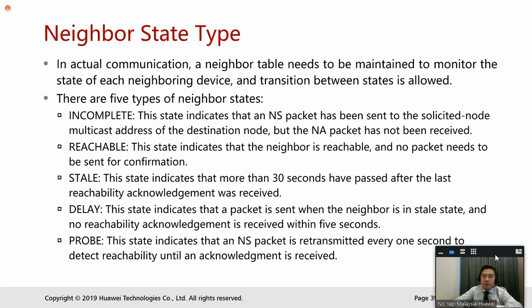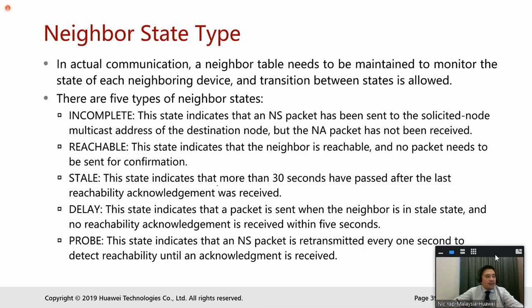Start from incomplete. The incomplete state indicates the NS packet has been sent to the solicited-node multicast address of the destination node, but no NA has been received. I sent, but no reply. And reachable, the state indicates the neighbor is reachable and no packet needs to be sent for confirmation. Reachable means that everything is good.